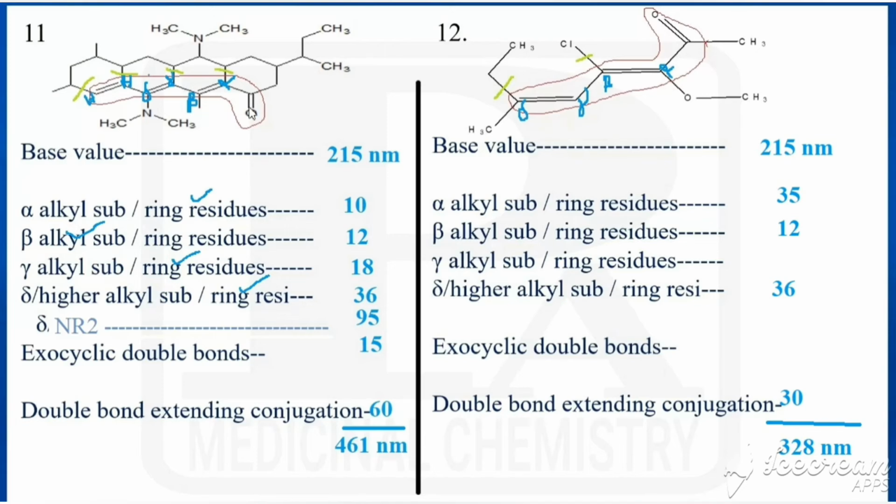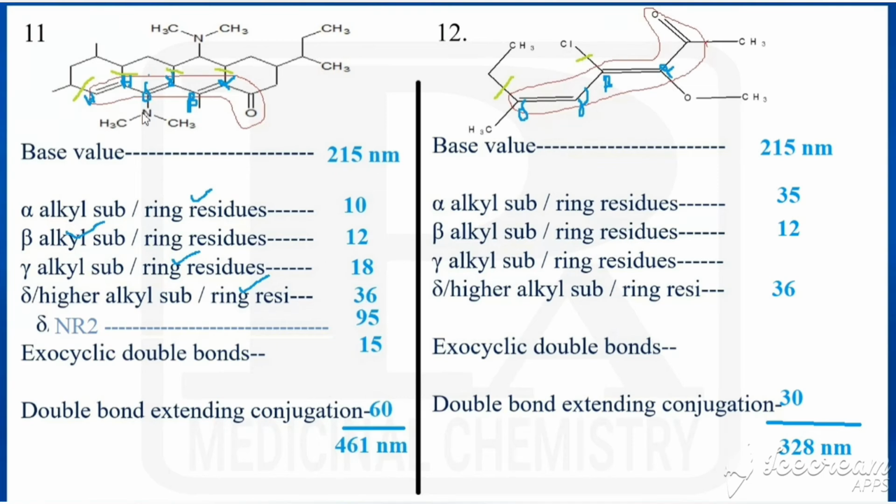Okay, so we'll see the parent one. What is the parent one? Ketone is present in a 6-membered ring. That's why the parent is 215. For one alpha ring residue, the value is 10. Now come to beta. For one beta alkyl, the value would be 12. Now for one gamma ring residue, the value would be 18. For one higher ring residue, the value would be 18. For 2 higher ring residues, the value would be 36.